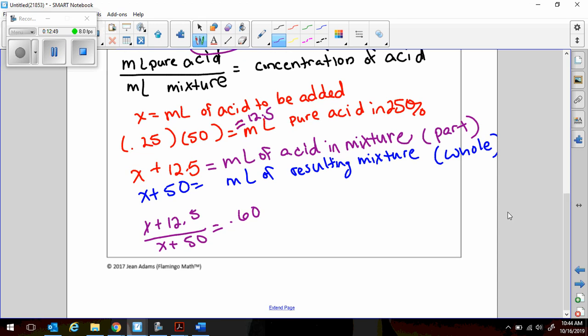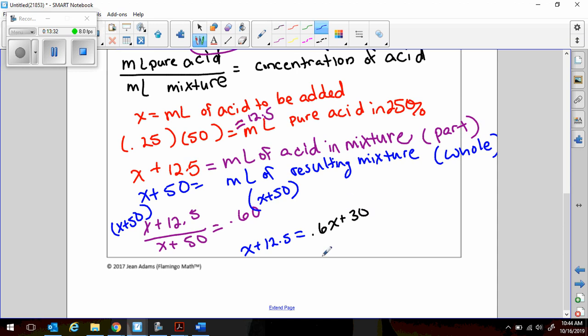Alright, we're going to be doing the same thing that we've been doing in this whole day. We're going to multiply by the least common denominator, which is going to be x plus 50. We multiply this side by x plus 50, but whatever we do to the left, we have to do to the right. x plus 50 is always going to cancel. This is going to be 1. I'm going to be left with x plus 12.5 equals, and then this side I have to multiply out. 0.6 times x is just going to be 0.6x, and then 0.6 times 50, I think, is 30. Check my math, please.